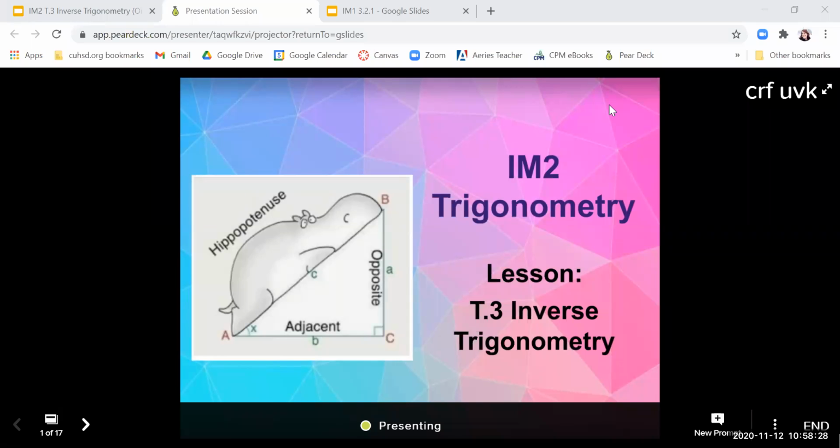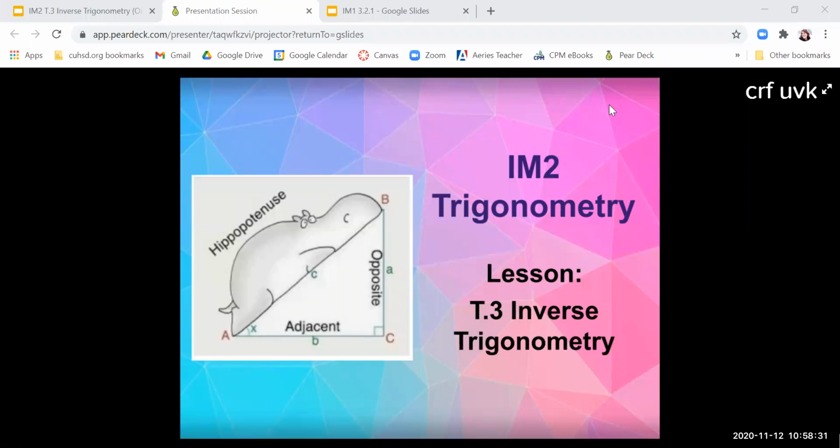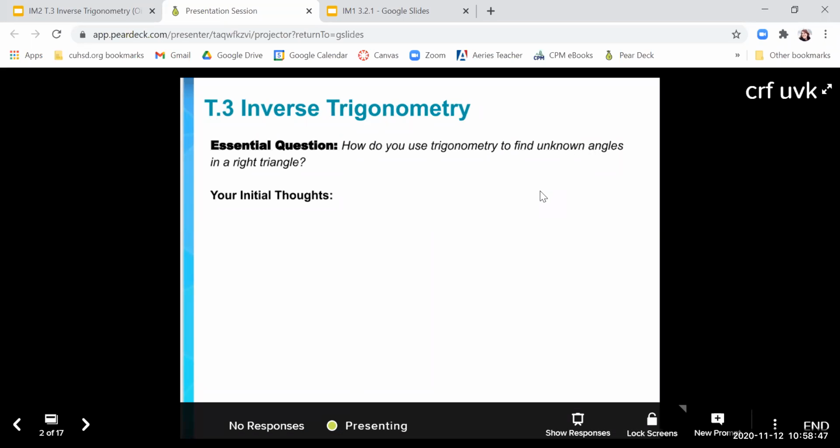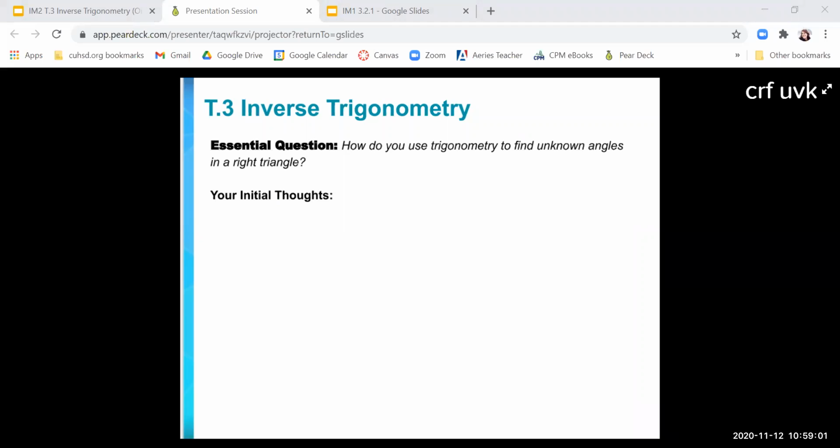Okay, so today we are continuing with our trig, and we're learning something called inverse trigonometry for T3. So, yay, something new. It's very similar to what we've been doing though, so don't worry too much. Our essential question today: how do you use trigonometry to find unknown angles in a right triangle? Remember in the past, we've been finding unknown sides. And today we're going to learn a new thing, how to find a missing angle rather than a side.